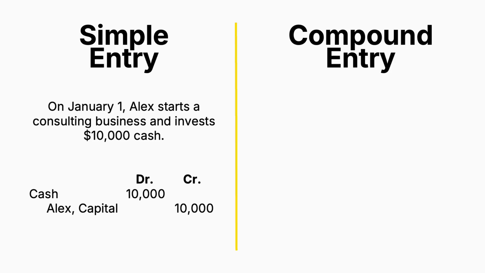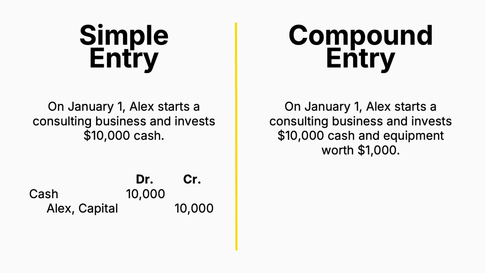Now let's look at the second situation. On January 1, Alex starts a consulting business and invests $10,000 cash and equipment worth $1,000. Take a moment and compare the two. What actually changed? In this case, Alex is still investing into the business, but now it's not just cash anymore. The business is receiving two different assets instead of one: cash and equipment. So instead of one debit account, we now have multiple accounts being affected on the same side of the entry.